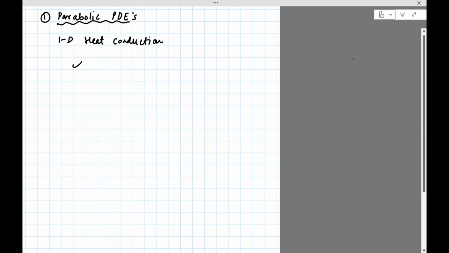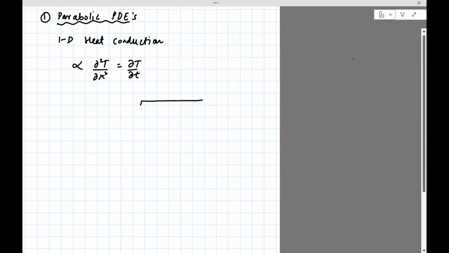The equation for heat conduction is given by this: the second partial derivative with respect to x squared equals tau times the partial derivative with respect to t. Okay, so what does this represent?